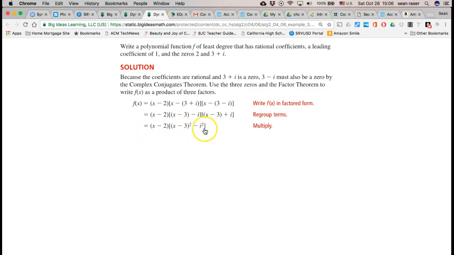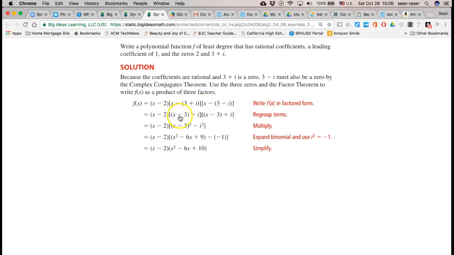So now we can go ahead and multiply this out. Well, (x minus 3) squared is just x squared minus 6x plus 9. And then remember, i squared is equal to negative 1. So we just have minus negative 1, which is just going to be plus 1 for us. So when we simplify this, we get x squared minus 6x plus 10. You can see how using that difference of squares pattern really helps simplify this process.